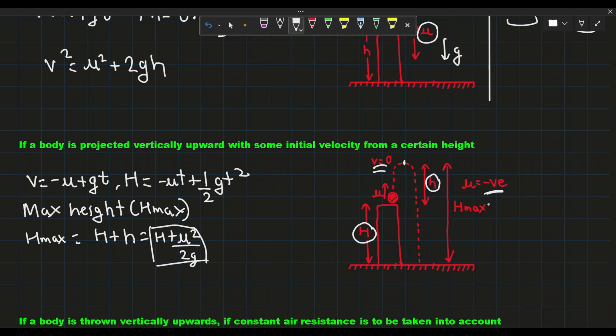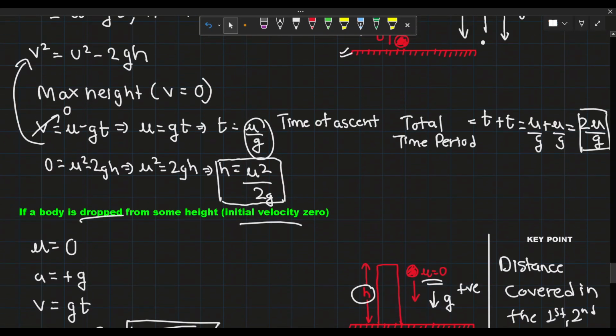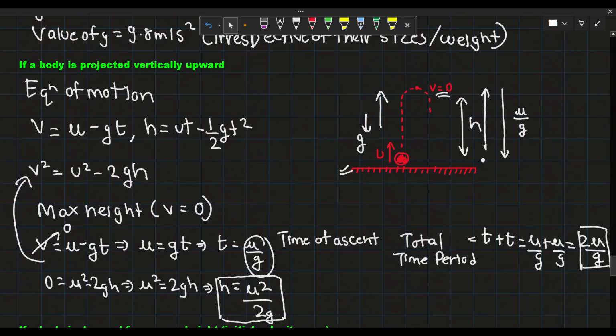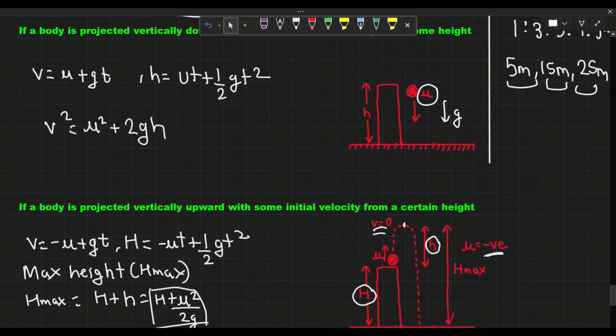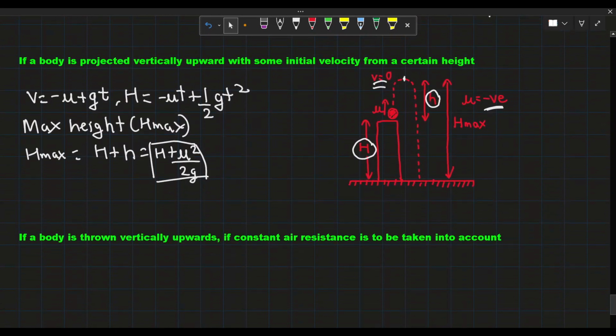I told you over here, in this case, when a body is projected vertically upwards, the maximum height it gains is u square by 2g. So using it over here, we get H plus u square by 2g.